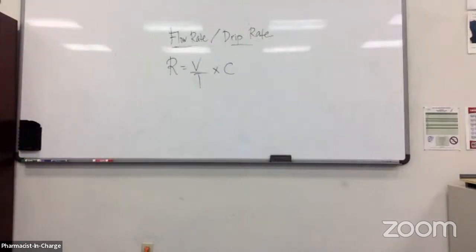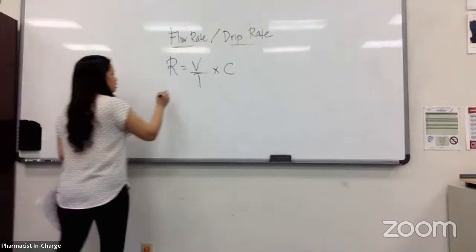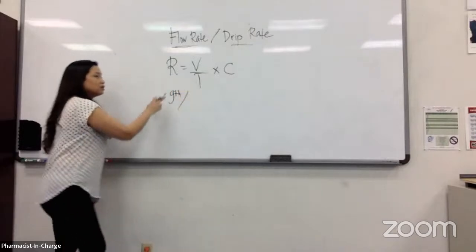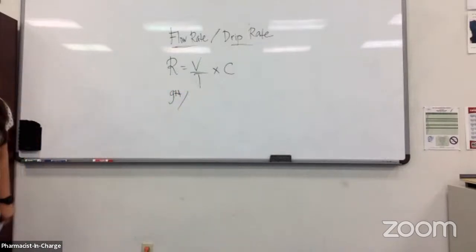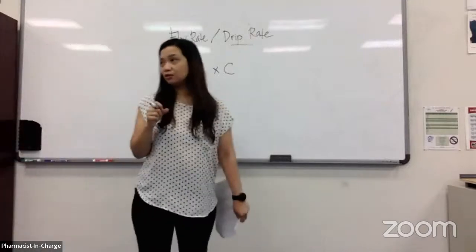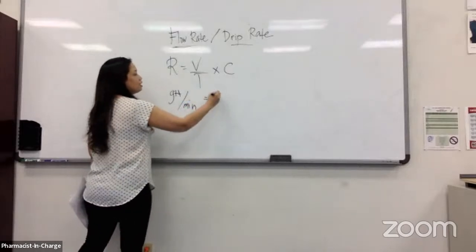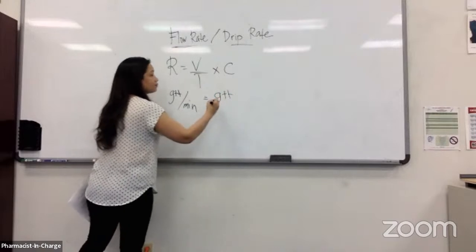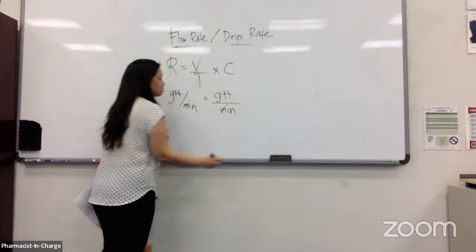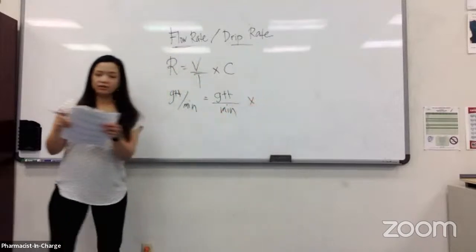You have to be able to identify what is your V, what is your T, and what is your C. In this case, what did I say the R will be? The final answer will be in drops. GTT came from the Latin word gutta, in Spanish, gota, which means drops. Drops per minute, which means your V should be in drops. Your T should be in minutes. What's the drop factor constant go?